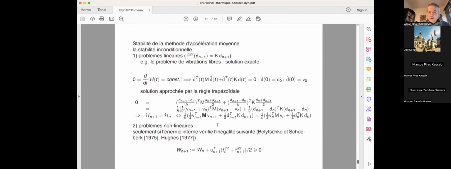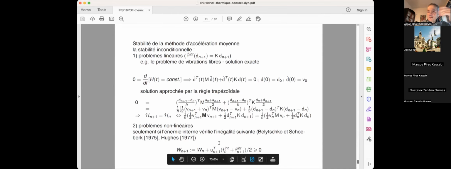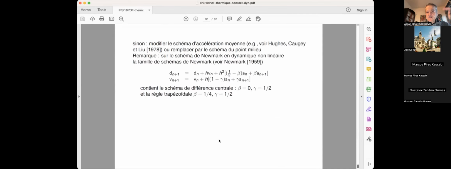Now, if you have a nonlinear problem, you need to have certain restrictions. And it's not so easy, and it becomes much more tricky to study the stability of these types of schemes. And this was heavily researched early on with the works of Belytschko, Hughes, and others, with the books coming from this type of thing.